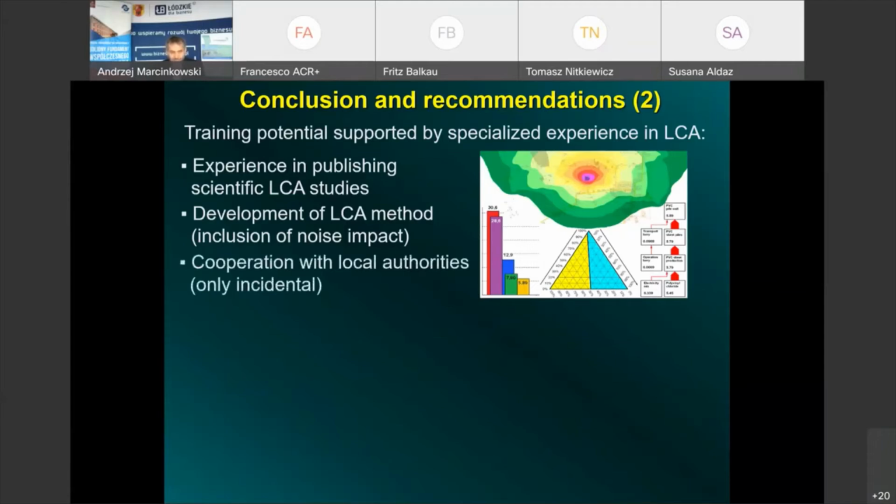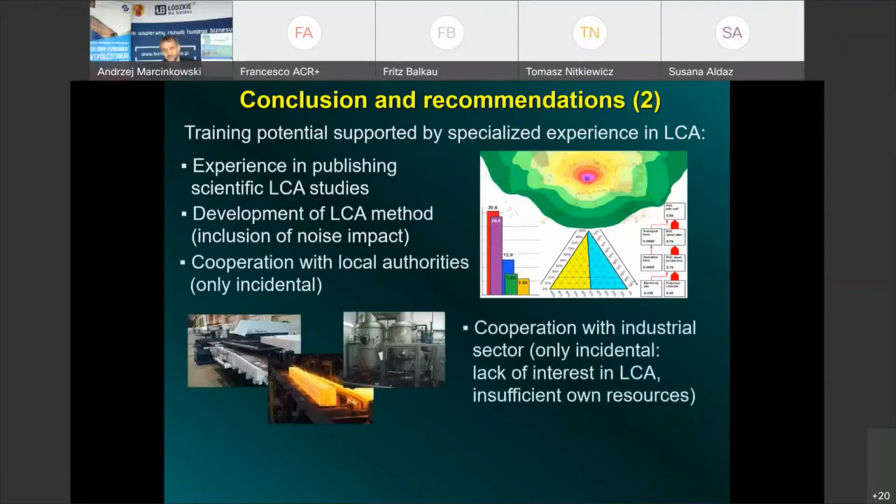Cooperation with local authorities is only incidental, unfortunately. And the same we can say about cooperation with the industrial sector. It's only incidental. We can observe a lack of interest in life cycle assessment. It's not popular in Poland almost at all. And additionally, we've got insufficient own resources to do the assessment, the analysis, for businesses like this.